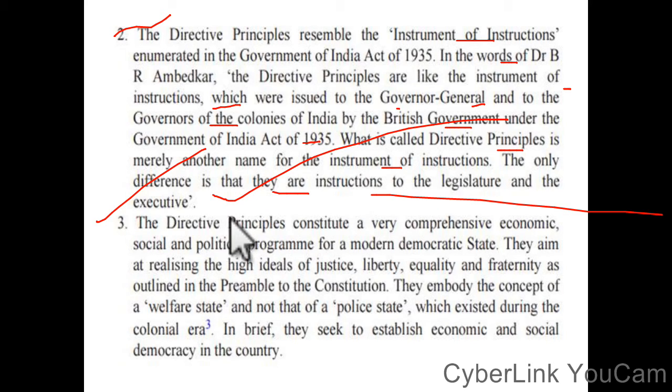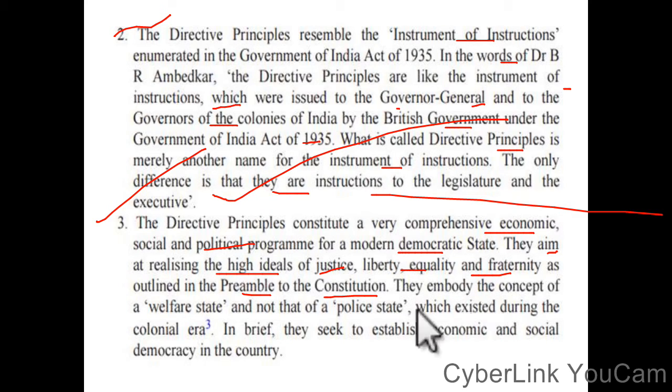The Directive Principles constitute a very comprehensive economic, social, and political program for a modern democratic state. The aim is to realize the high ideals of justice, liberty, equality, and fraternity, as outlined in the Preamble of the Constitution.